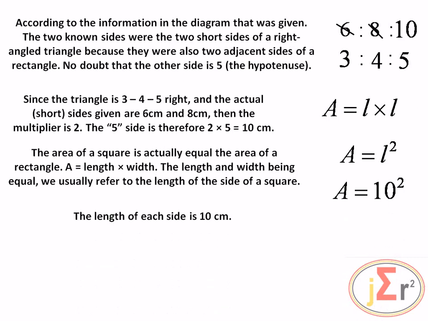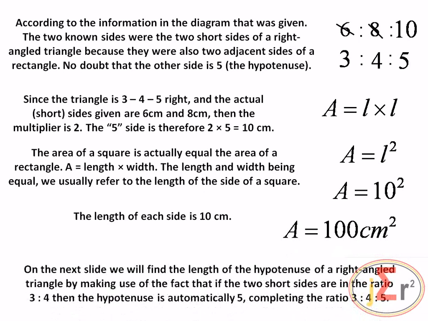I think that what we have done is much of a mouthful, but that is what is necessary to explain the principle. If we can see the ratios immediately, we can make the calculation in our mind, and that will not take more than 2.5 seconds. On the next slide, we will find the length of the hypotenuse of a right-angled triangle by making use of the fact that if the two short sides are in the ratio 3 to 4, then the hypotenuse is actually 5, completing the ratio 3 to 4 to 5.